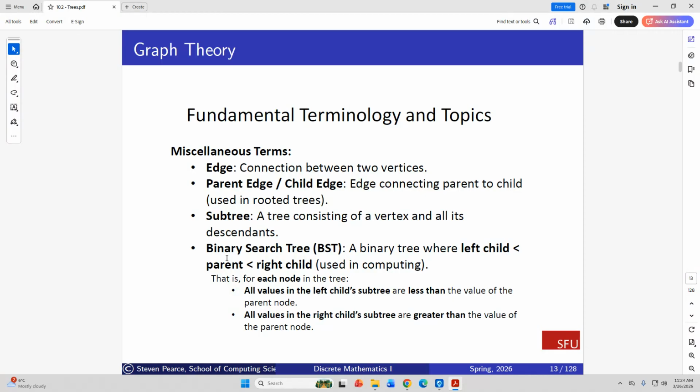Binary search tree. Okay, so we have a binary tree where the left child is less than the parent, which is less than the right child, used in computing. So binary search tree is exactly that. It's a decision tree. Binary, true, false, 0, 1, yes, no. So binary search trees are fundamental to computing science.